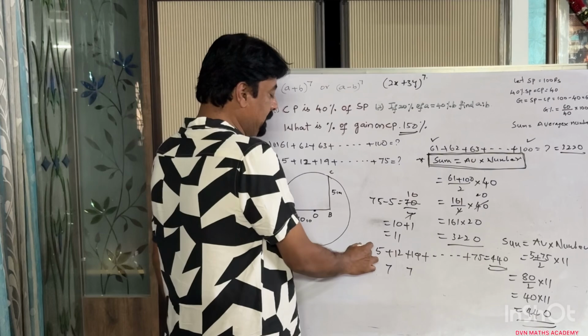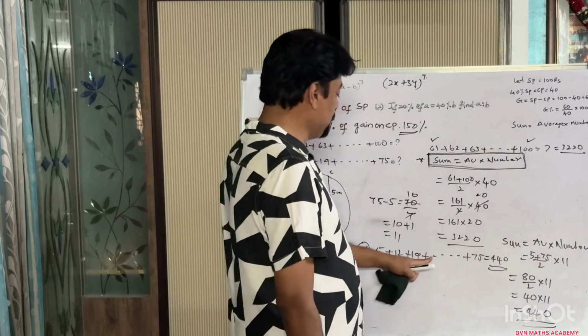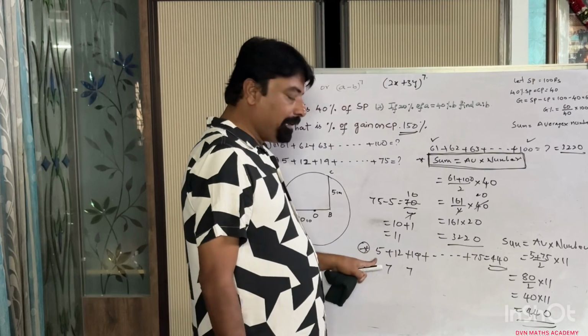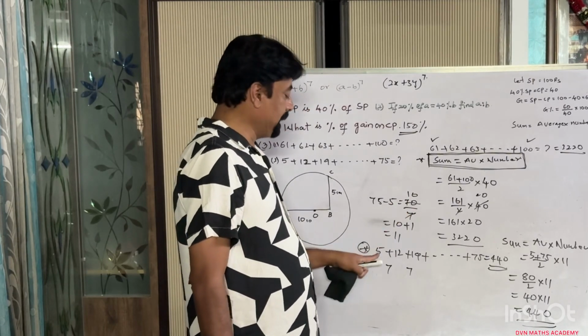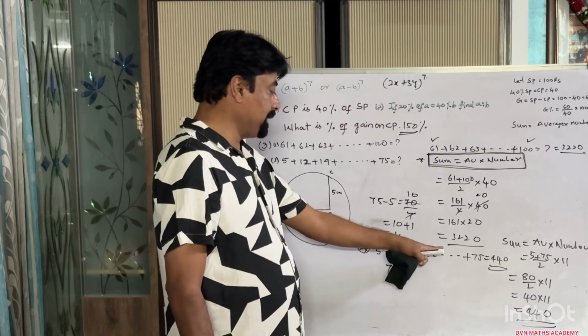While doing these types of questions, you want to concentrate on the number of terms in the given series. 75 minus 7, so 5 is also added. That's why the total number of terms in the given series is 11. Like this, we can find the number of terms in the given series.